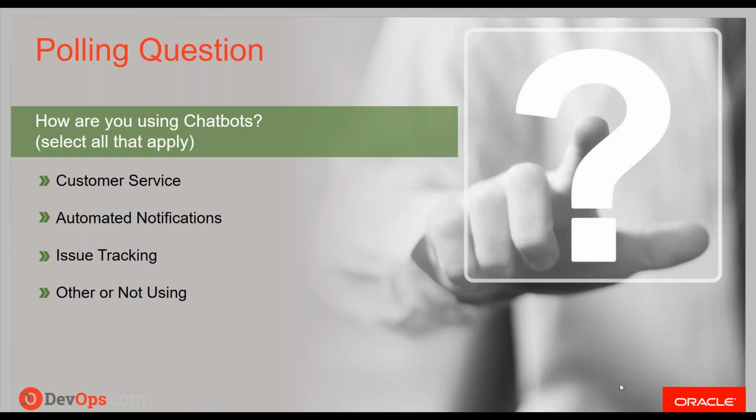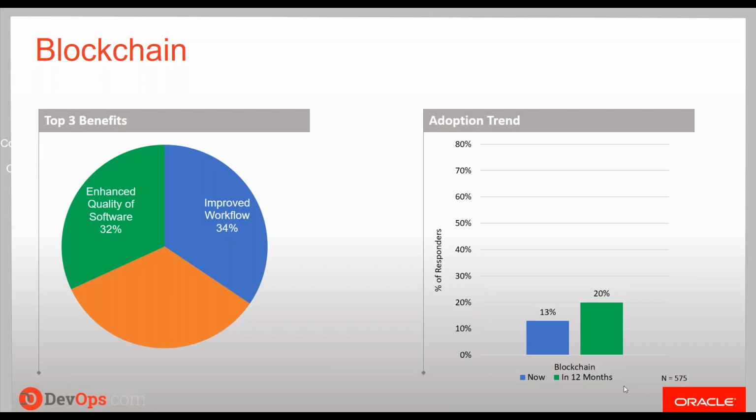Excellent. All right, Ashish, we're running low on time. Let's quickly run through blockchain here. Again, very low adoption presently, 13%, only 20% in the next 12 months, so it'll still stay below the mainstream horizon. When we look at improved workflow, enhanced communication and collaboration, enhanced quality of software, certainly I could see that it's going to enhance security. Just quickly, what does it mean for DevOps teams?